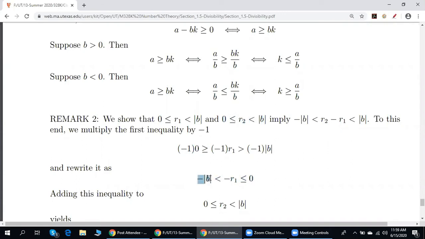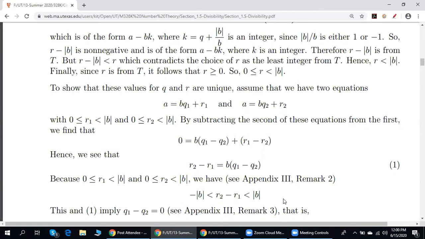0 plus negative absolute value of B is negative absolute value of B. R2 plus negative R1 is R2 minus R1. Absolute value of B plus 0 is absolute value of B. So now we see that indeed this and this imply this. Lastly, let us show that this in combination with this imply the following. Q1 minus Q2 is equal to 0.